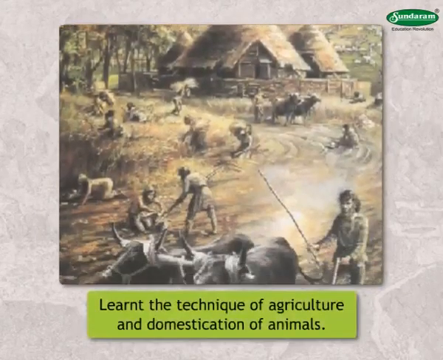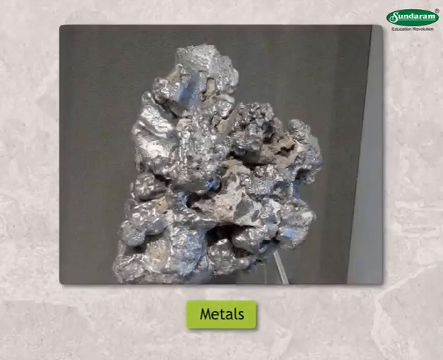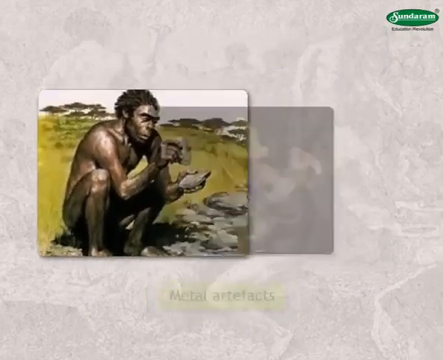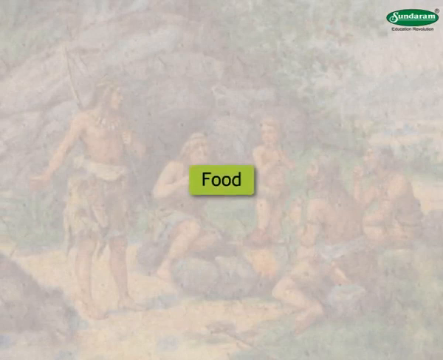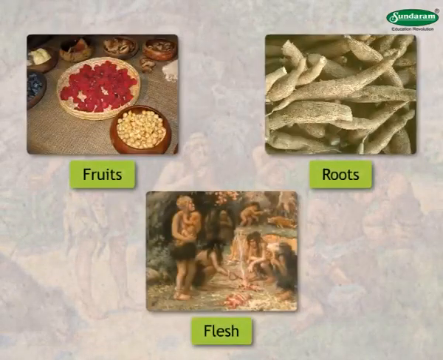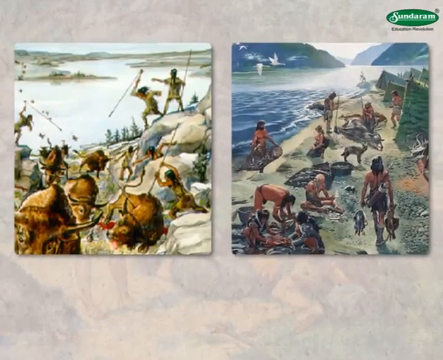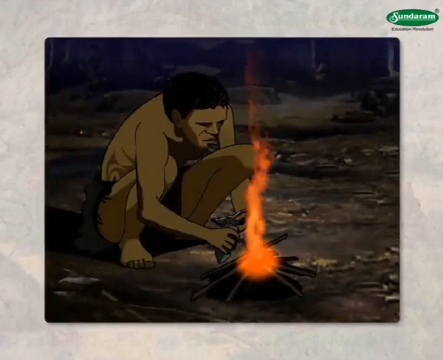During this period, man learnt the technique of agriculture and domestication of animals. He also discovered metals. In the course of time, along with stone implements, he began to devise metal artifacts too. Now, let us study about their food. Man used to eat fruits, roots, and flesh. He hunted small animals and also knew fishing. In the course of time, he learnt the use of fire for cooking food.